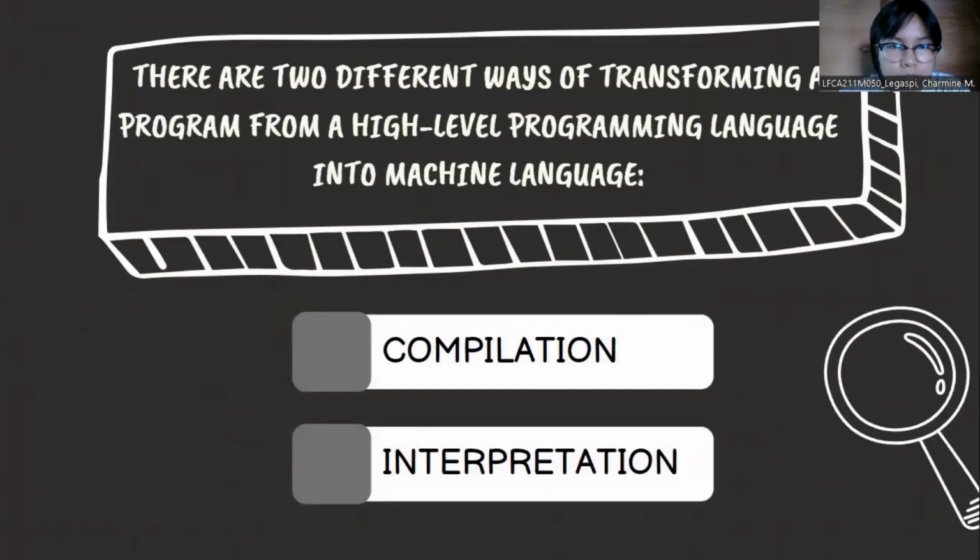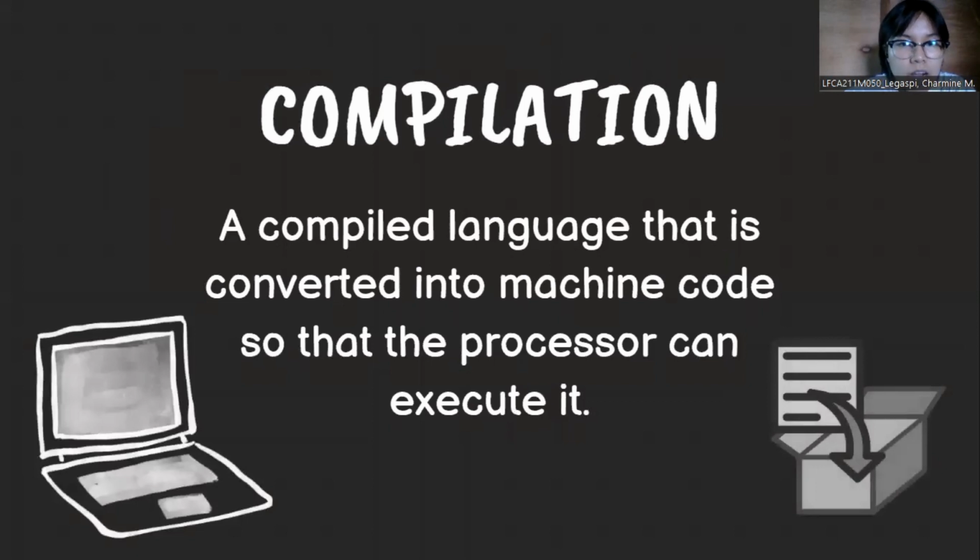There are two different ways of transforming a program from a high-level programming language into machine language: compilation and interpretation. Compilation: a compiled language is converted into machine code so that the processor can execute it. So compilation is a process in computer programming where the source code written in a high-level programming language is translated into machine code or an intermediate code by a program called a compiler.